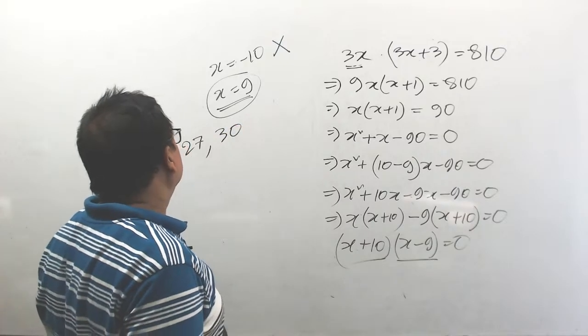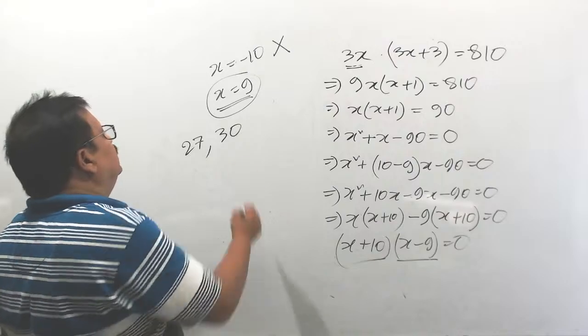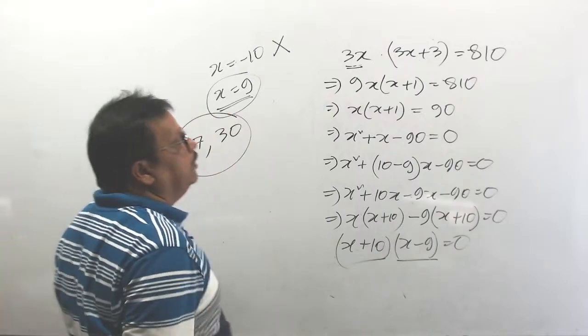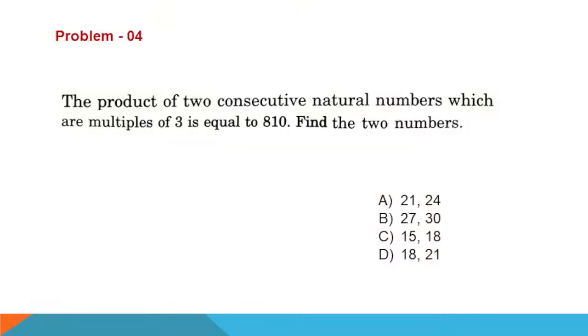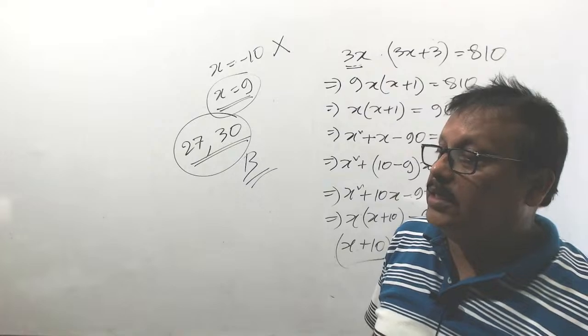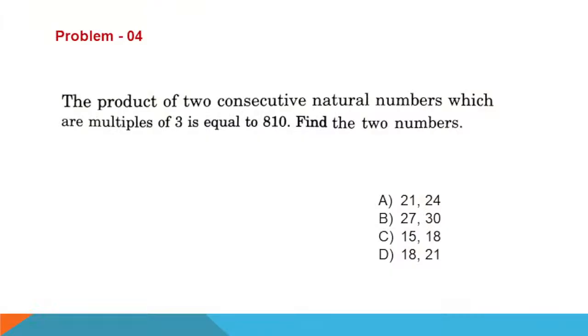Okay. These are two multiples of 3. Understood? 30 and 27. Which number? B. The answer is B. Okay. Clear? Answer is B. Next one.